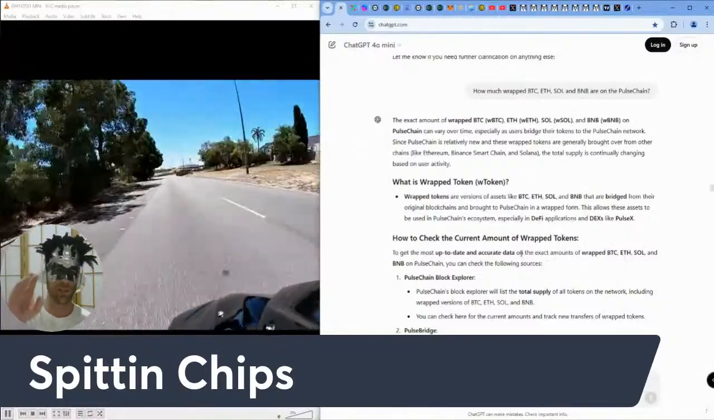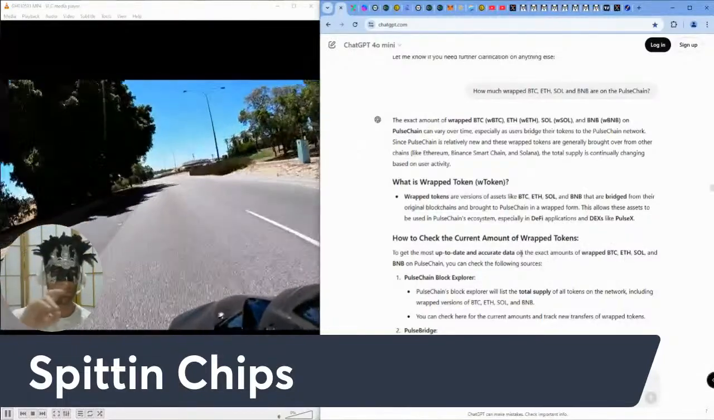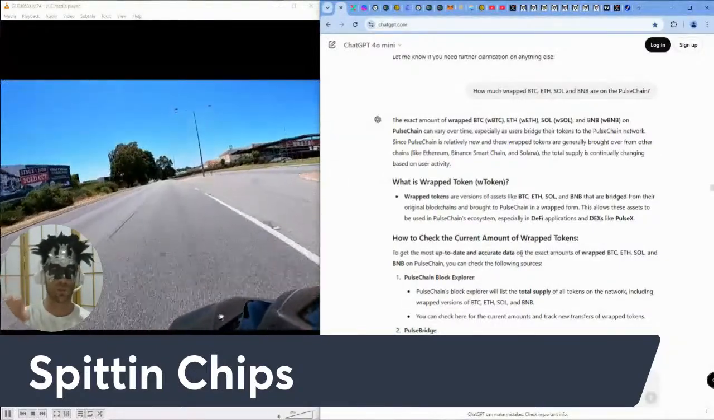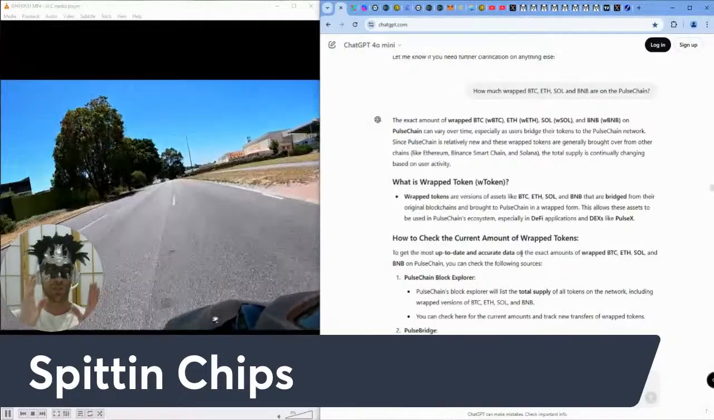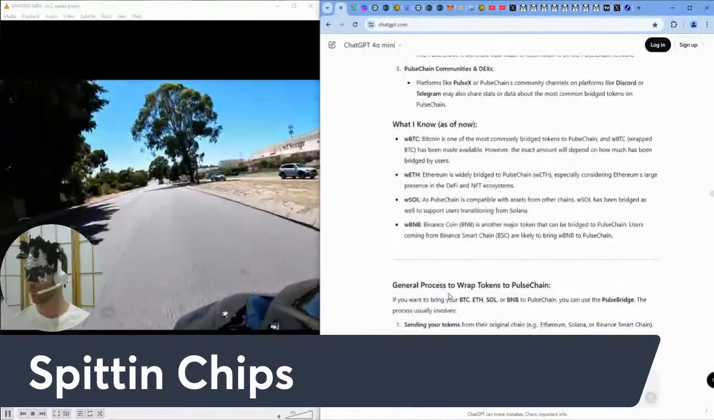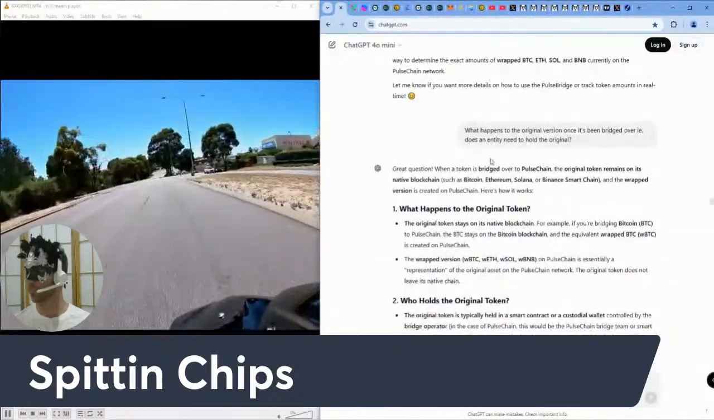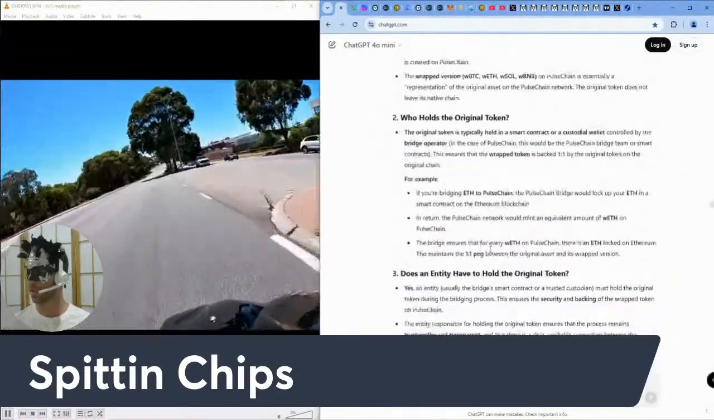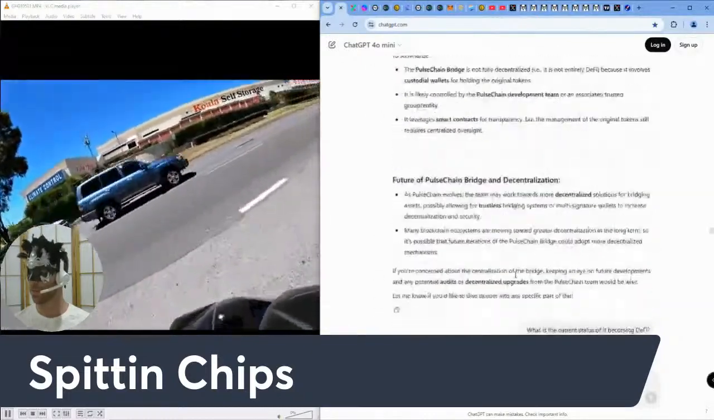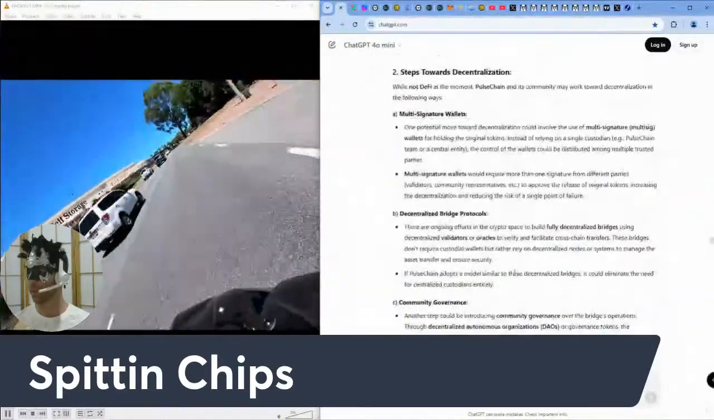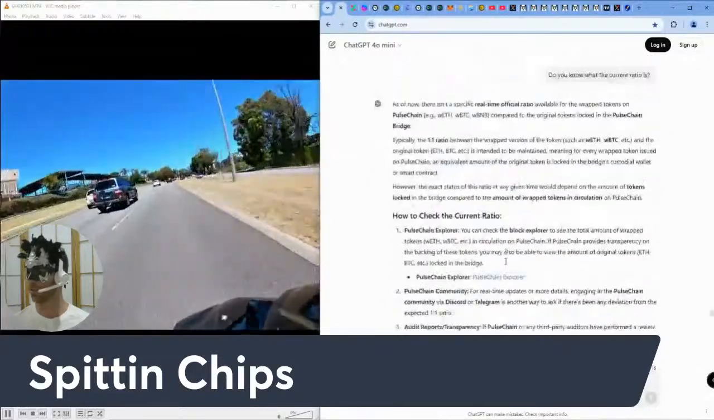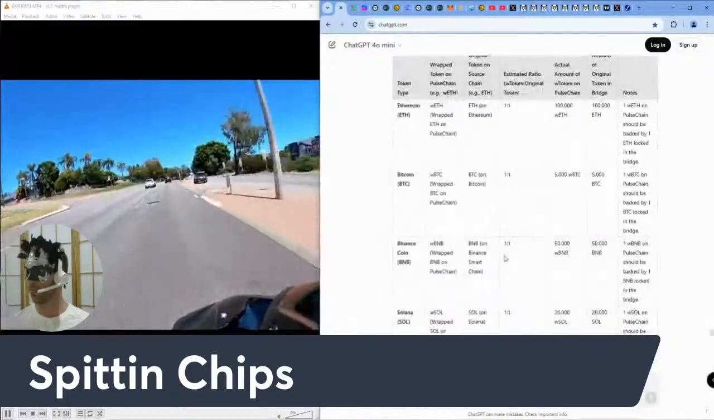So for there to continue to be wrapping back and forth, you need to have a certain amount of ether or SOL or wherever it may be on that chain to secure the one-to-one. So I was interested to know what the current amounts are on PulseChain. And currently the estimations from ChatGPT are, just scrolling down there, here we go.